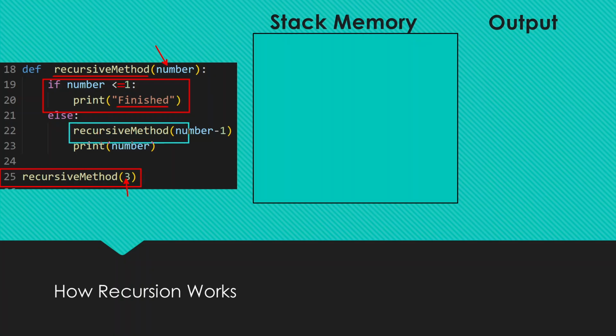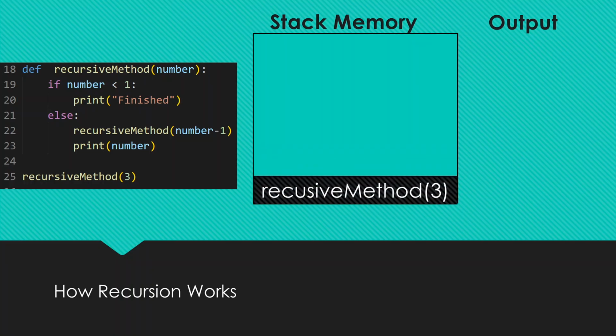Otherwise, it's supposed to call the same function, and after calling the same function, it's going to print the number. So when it calls the same function, it should pass to it the number we passed minus 1. So we are reducing the problem on each call by 1. So let's go on and see how this will behave on the stack memory. So the first call, of course, we are passing 3 to recursive method. So it's going to be added there.